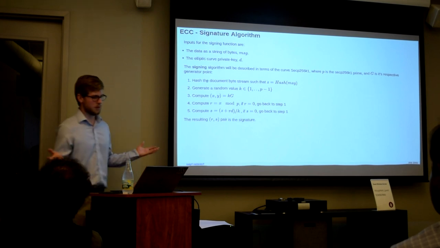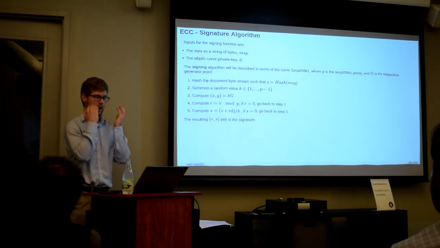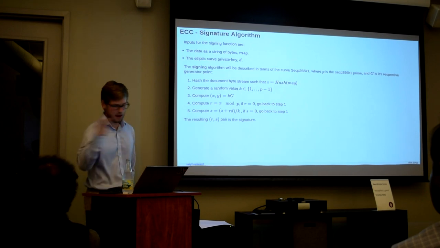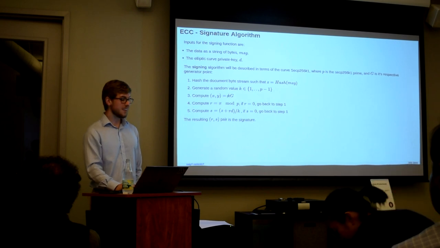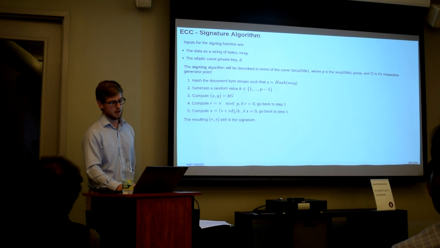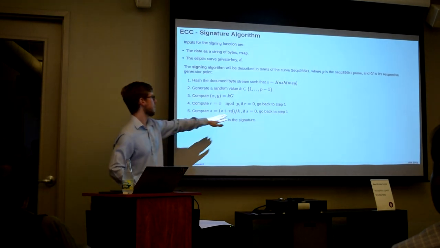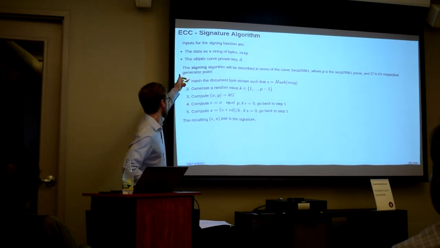So the algorithm is really simple. We just hash the document byte stream, which just means we take the message and we hash it, so that equals Z. Then we generate another random value K, which is not our secret key, our private key. Our private key is D. Then we compute this other X and Y pair from multiplying this new random scalar by G. And then we compute some R value, which is X mod P. If R equals 0, then we go back to step 1, we generate a new value. Maybe step 2, since you already hashed it.